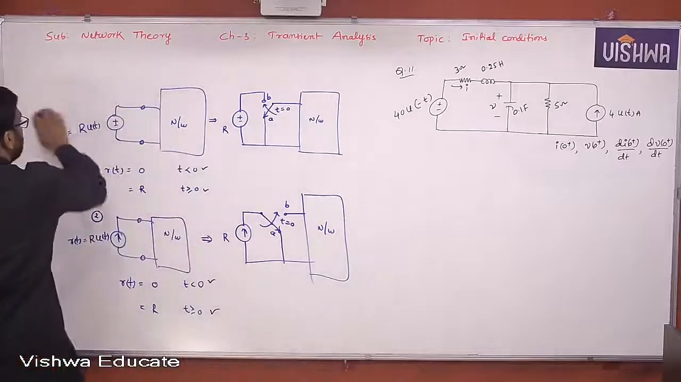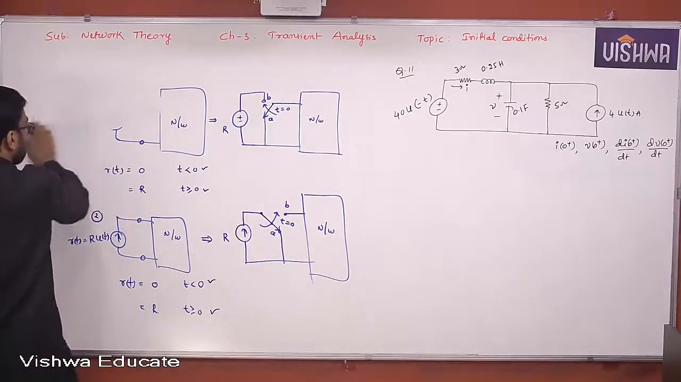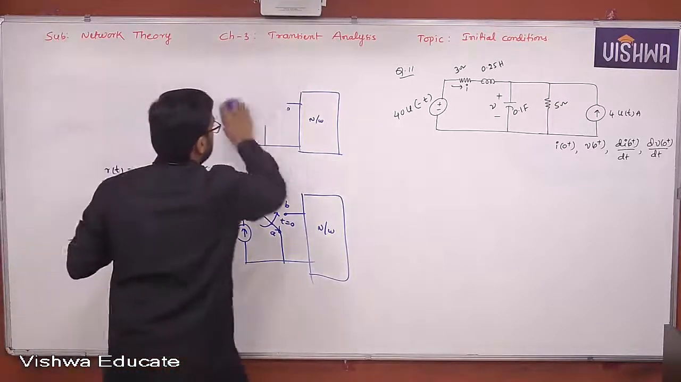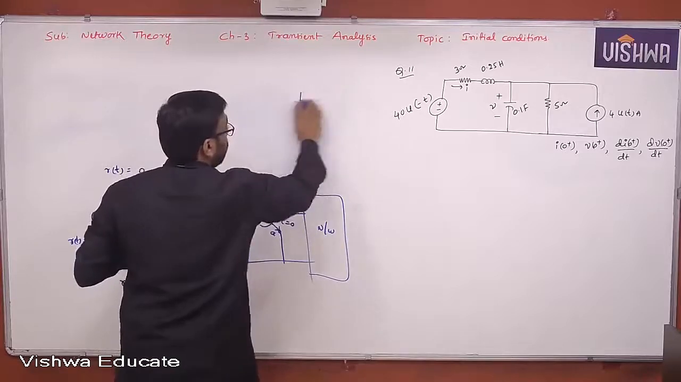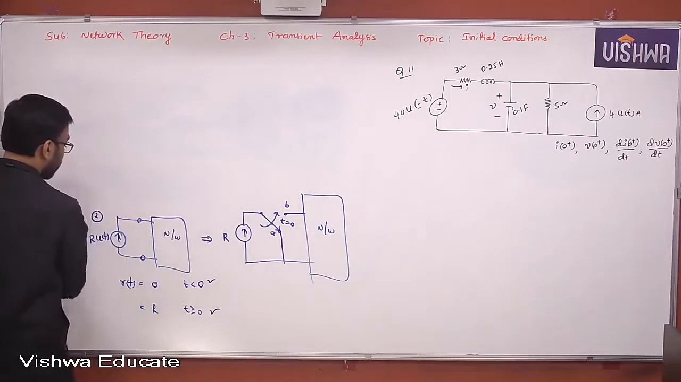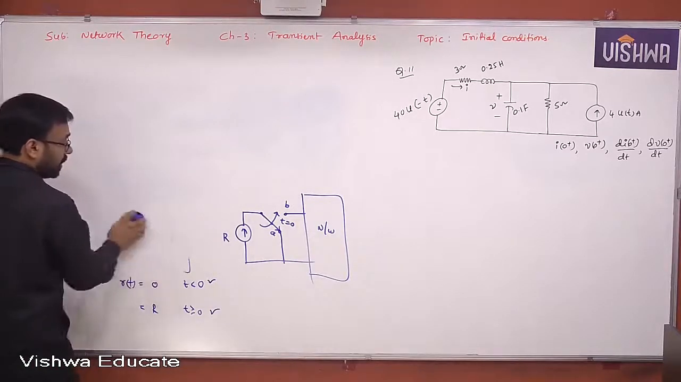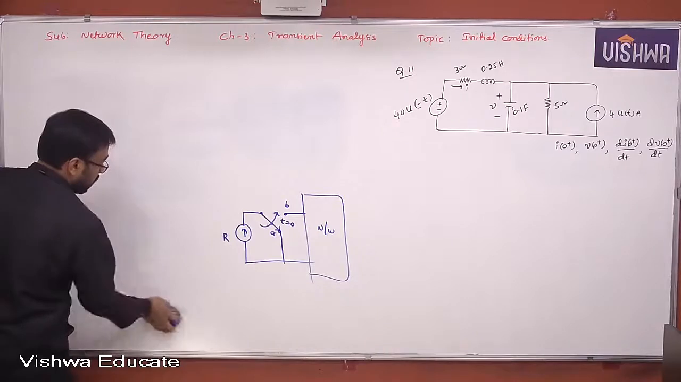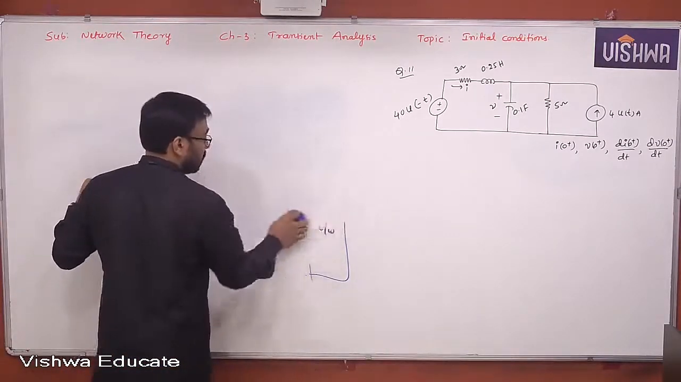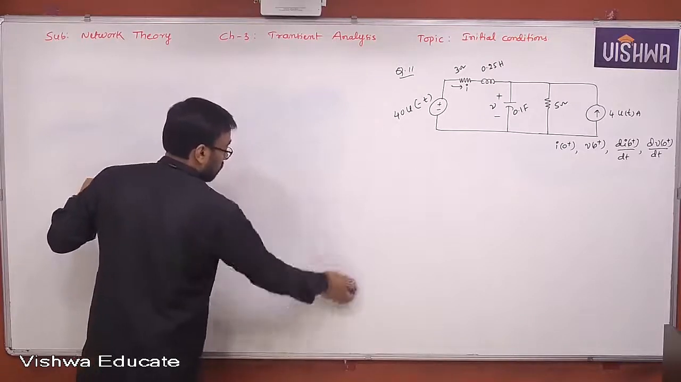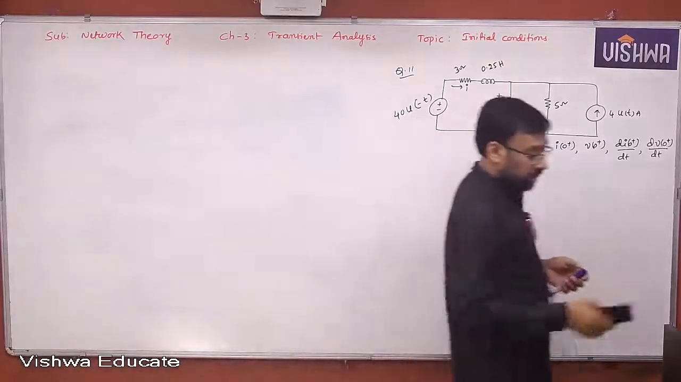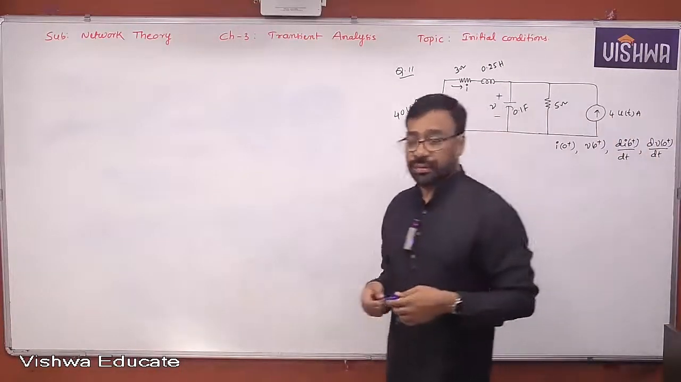It is asking I of 0 plus, V of 0 plus, di of 0 plus by dt. Now again, there is no switch given. Physically, the switching operation is not given, but step functions are given. When there is a step function, obviously the switching is taking place, right? Just now we have proven. Even in the last example also we have seen.